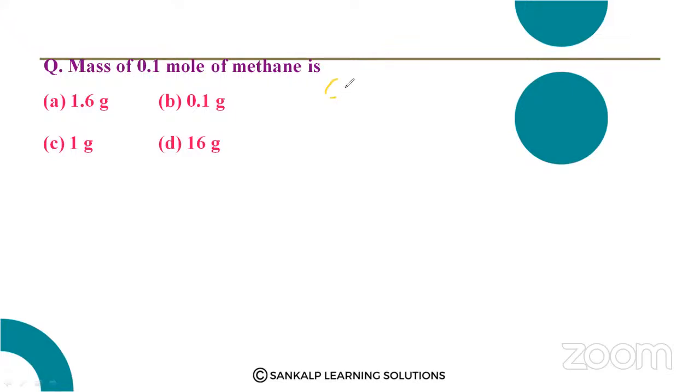What is methane? Methane is CH4, right? So calculate the molecular mass. Carbon is 12 and each hydrogen is 1. So it will be how much? 16 grams, right? So how will we relate it here?